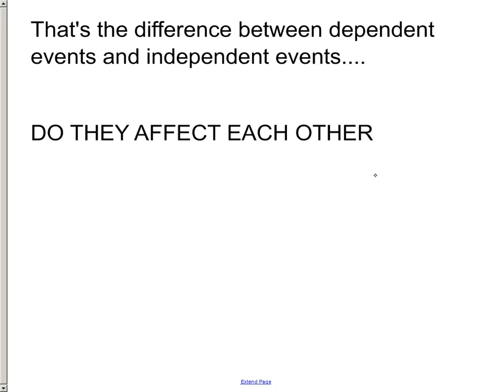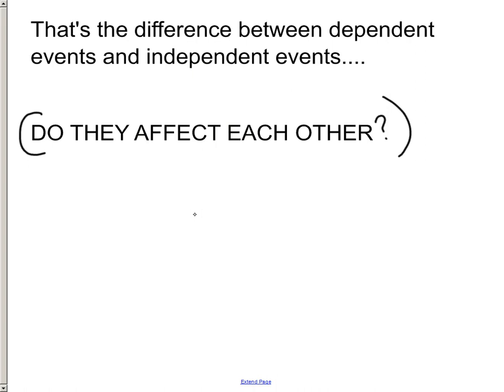Now, all of that is to just bring home this main point. Independent events don't affect each other at all, but dependent events really do affect each other. So when you look at these scenarios, you're trying to ask yourself this question: do they affect each other? That helps you build the probability.